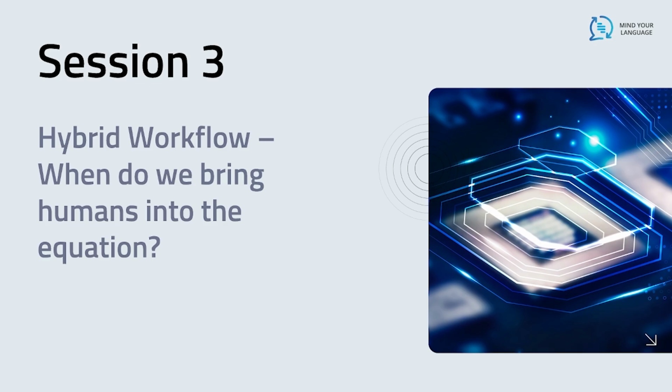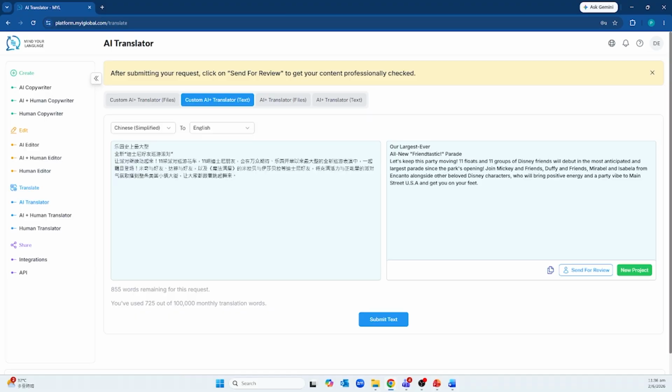Here is how the workflow typically operates. First, let's revisit the custom AI translation we generated earlier. Because the model is already trained with your terminology and previously translated content, the output is far more accurate than generic AI. This is where the second stage begins.